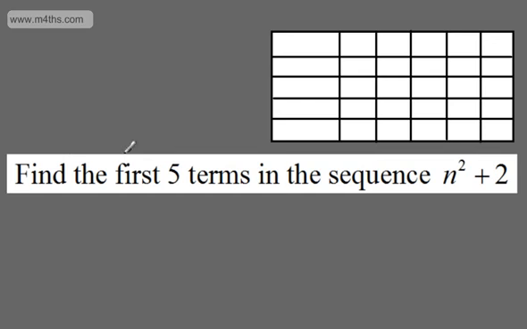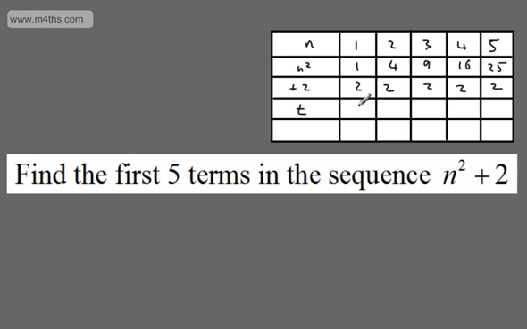So let's have a look at a typical example. We're asked to find the first 5 terms in the sequence n squared plus 2. Let's consider n is 1, 2, 3, 4 and 5. We're going to have n squared, and then I'm going to add 2, and that will give me a term in the sequence. So if n is 1, 1 squared is 1, 2 squared is 4, 3 squared is 9, 4 squared is 16, 5 squared is 25. Now we're just going to add 2 to each part.